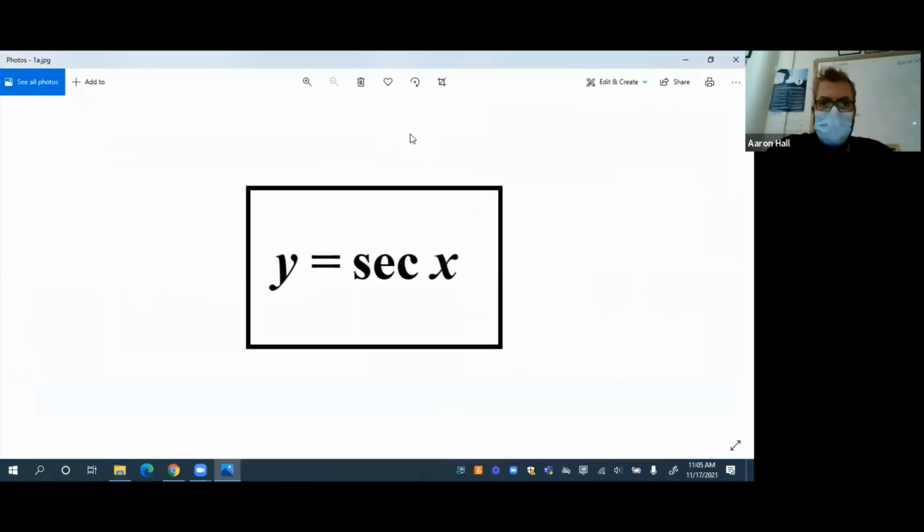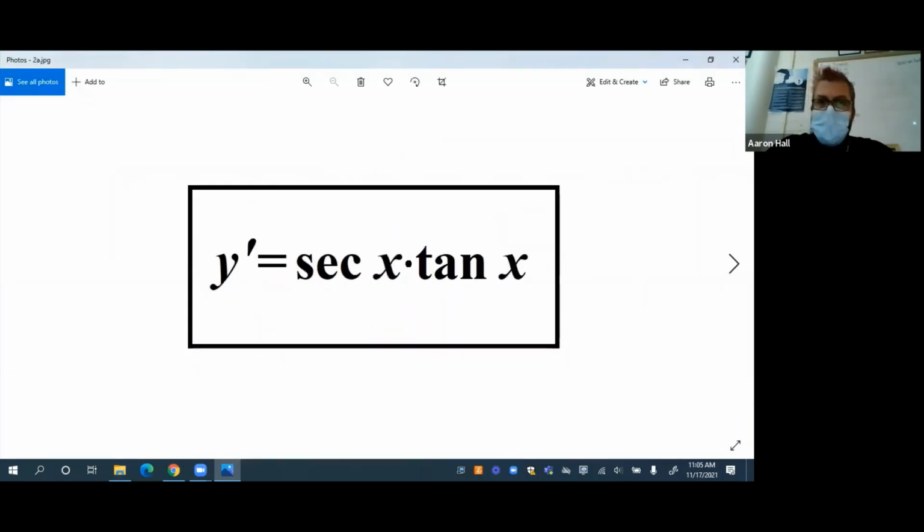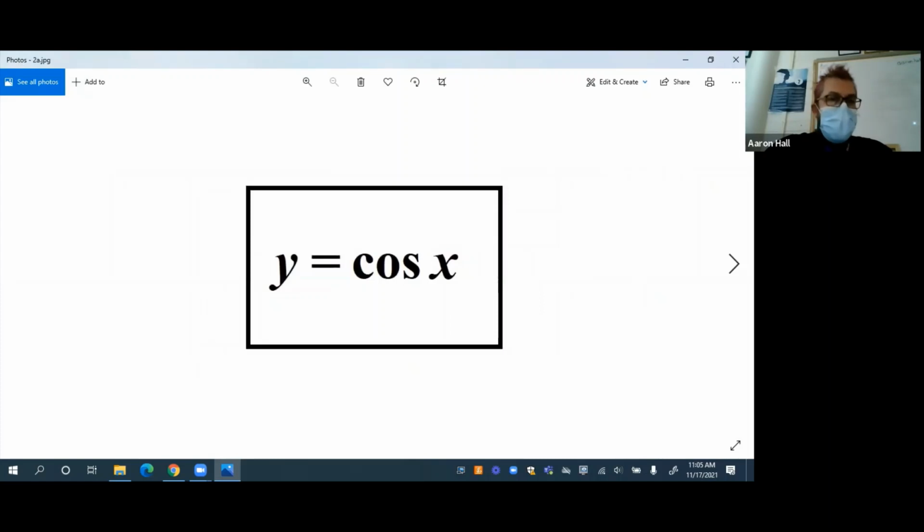The derivative of secant of x is secant of x times tangent of x. There you go. Next one, cosine of x. What's the derivative? Negative sine of x. Good job.